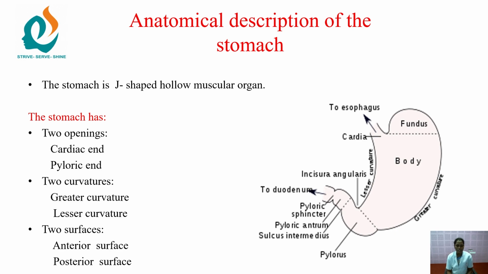Then there are two curvatures. The first is the greater curvature and the second is the lesser curvature. The broad portion is called the greater curvature, and the lesser curvature is the smaller portion of the stomach. Next, the two surfaces of the stomach: the anterior surface, which is the front of the stomach, and the posterior surface, which is the back of the stomach.